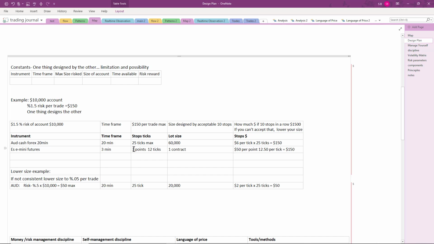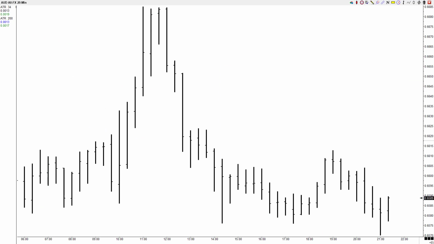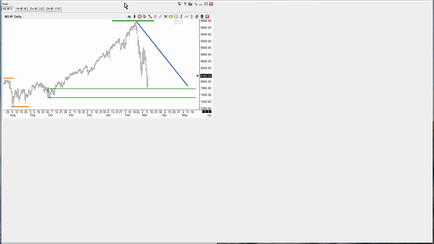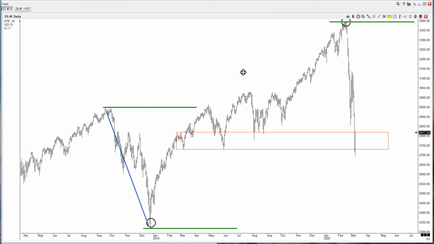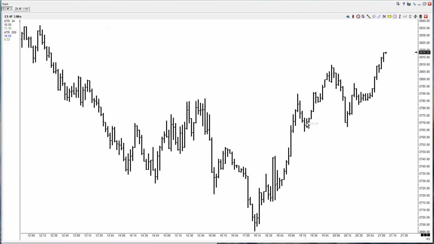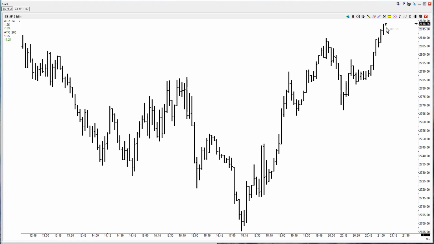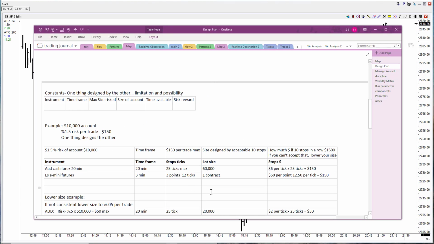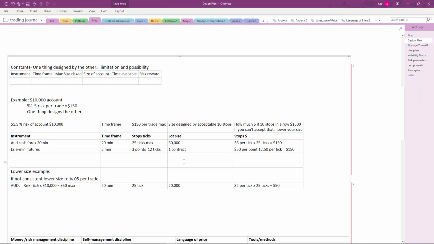The futures, believe it or not, used to be 3 points on a 3-minute. But if we come over here, pick out a 3-minute ES, it's now 11. You double 11, and this is going to be a lot more than 3 points. So this is going to be out. No can do.